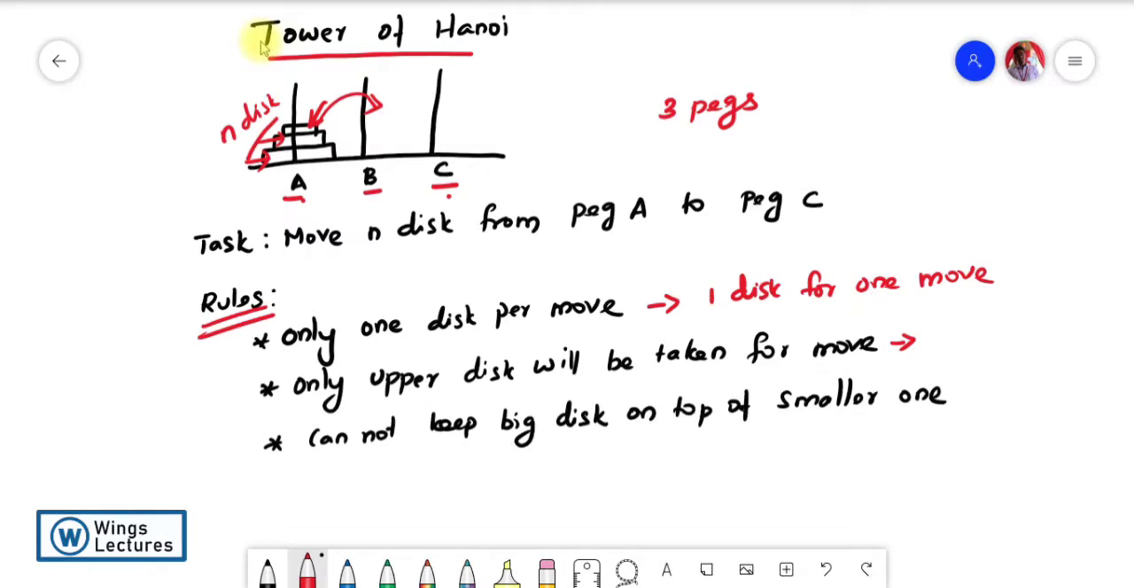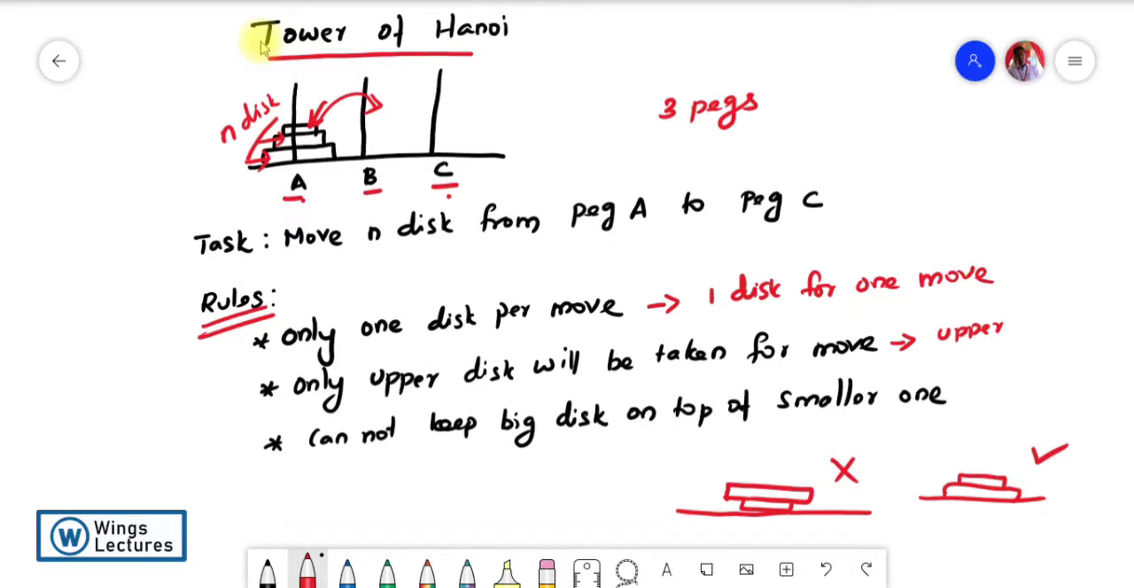And the third one is, you cannot keep a big disk on top of the small one. So you cannot keep it like this. Always you have to keep a small disk on top of the bigger one. So this is the right format. So that's all about the problem and the conditions.